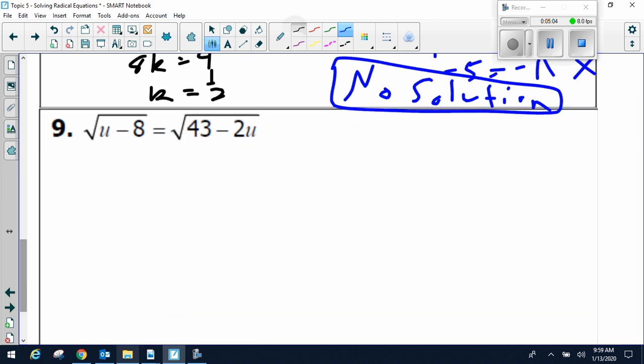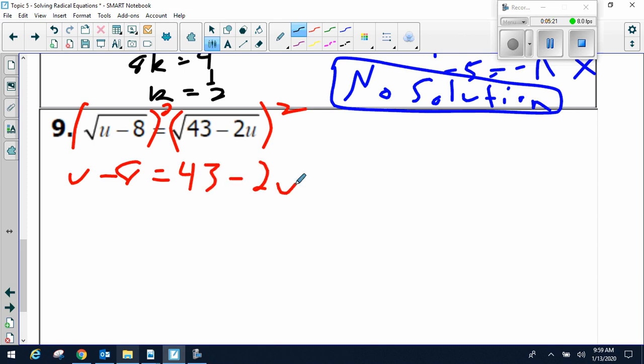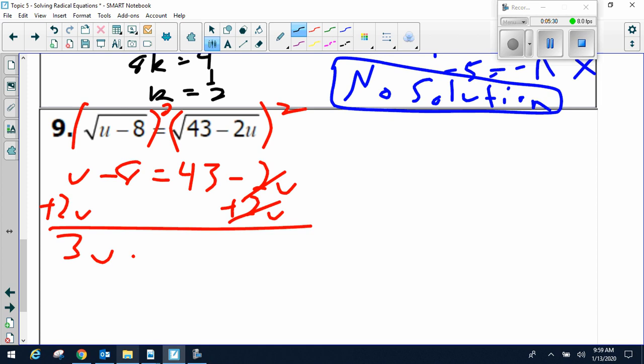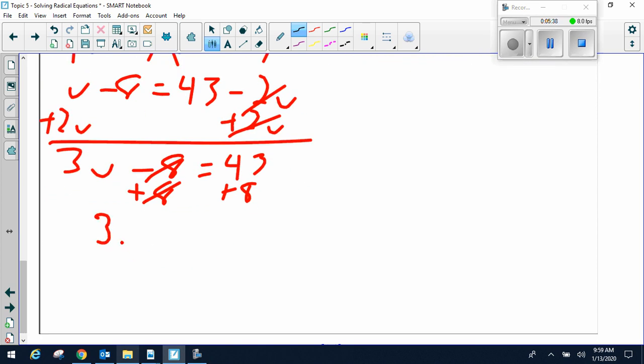Last one. When you have multiple radicals, as long as their index is the same, you can just get rid of them by raising to whatever that index is. So in this case, it's 2. So you get u minus 8 equals 43 minus 2u. Okay, so we're going to add the 2u to both sides. So you get 3u minus 8 equals 43. Add 8 to both sides. So I get 3u equals 51. So when you divide by 3, you get u equals 17.